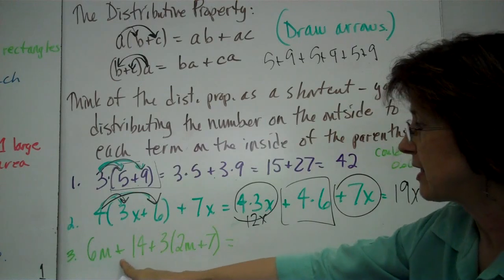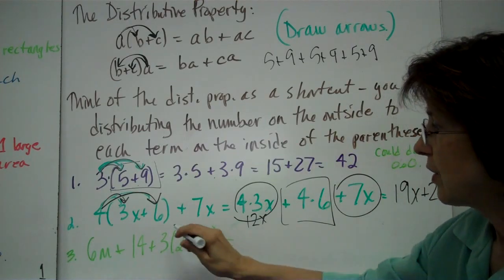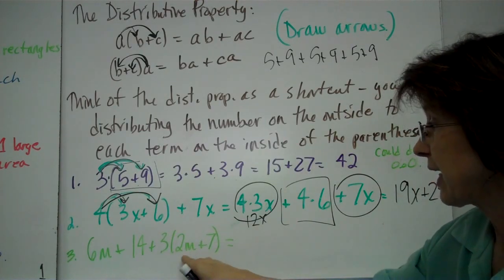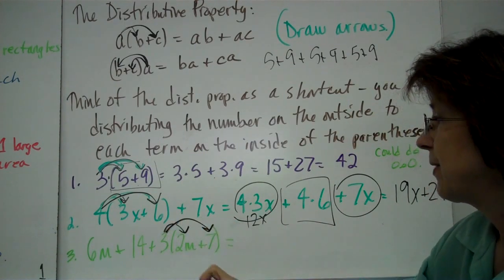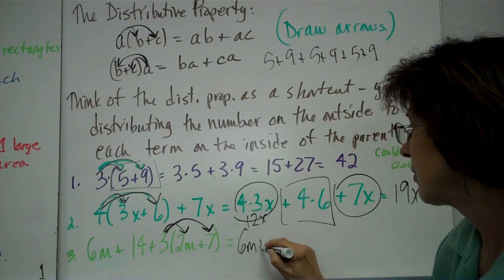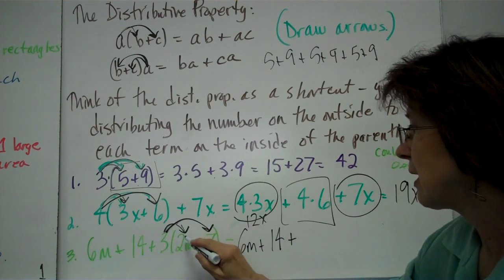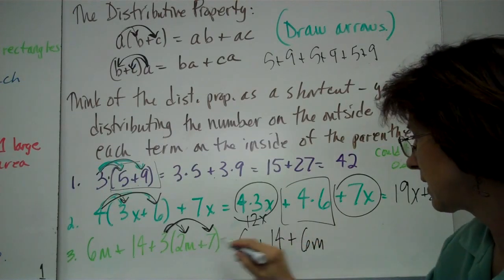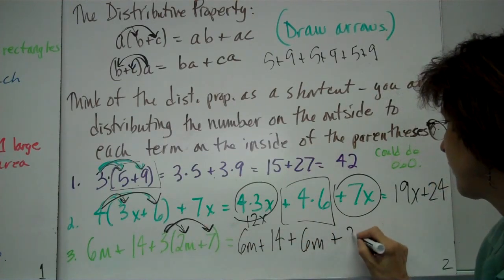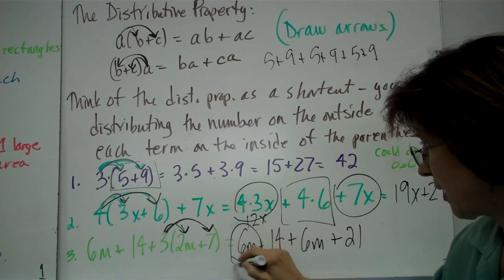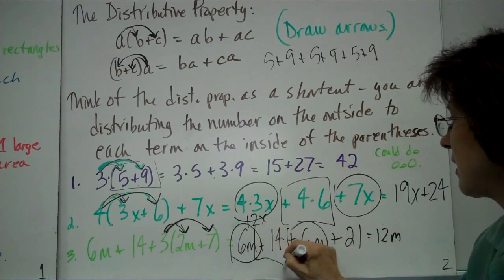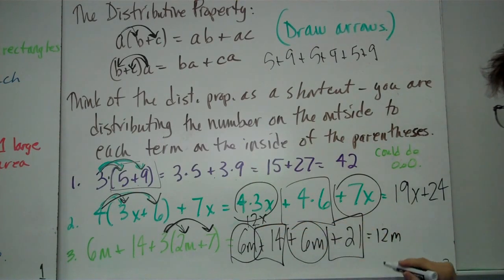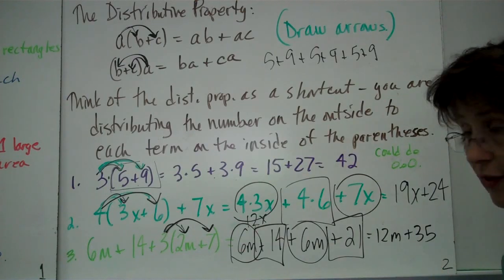All right, here's another one. You got 6m plus 14 plus all that. So again, I can't do order of operations because I can't add those two together because they're not like terms, right? So I got to use my arrows. Okay, I'm going to go ahead and copy down my 6m plus the 14 plus 3 times 2 is 6m plus, I write down my plus sign, 3 times 7 is 21. Then I combine my like terms, 6m plus 6m is 12m, and then I box out the plus 14 plus 21, and that's plus 35. So that'd be your answer, your simplification for that.